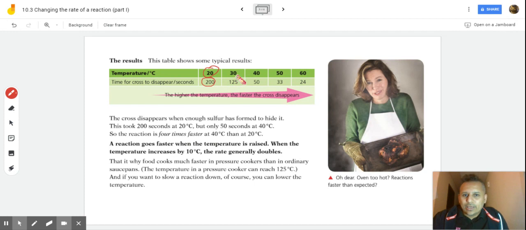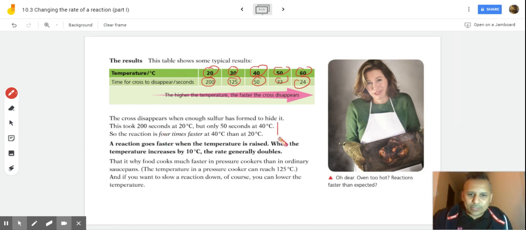Then when you increased it to 30, the time went down to 125 because the reaction rate was much faster. 40 got it down to 50, and then 50, 33, 60, 24. So the higher the temperature, the faster the cross disappears.